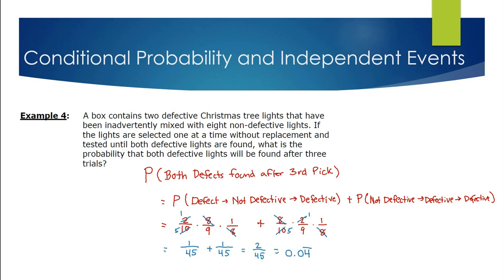So I would basically add these 2 together. I would do some simplification first, and I would basically get 1 out of 45 plus 1 out of 45, which is 2 out of 45, which is 0.0 repeating 4s. So about a 4.44% chance of this occurring under the description given.